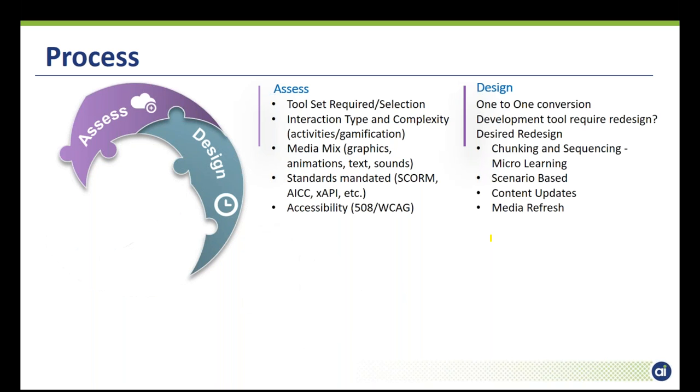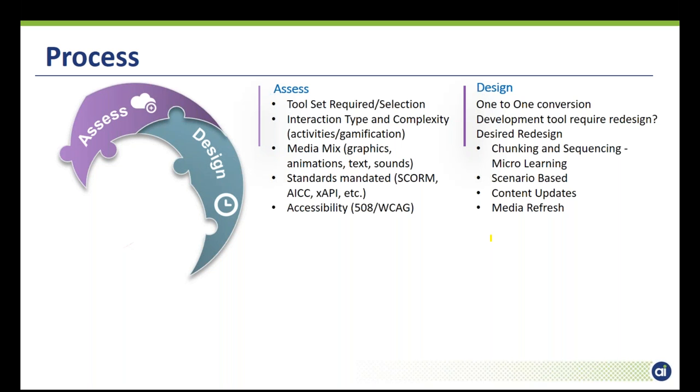Okay. So after you assess it and look at it, then you're looking at what we need to do as far as design. Oftentimes companies are going to say, I just want a one-to-one conversion. I don't want to do anything. The content's fine, the look and feel is fine, and I'm just going to do a one-to-one. So now we just have to recode it in the tool set. If you're using a more off-the-shelf tool set, depending on how that course was created, there may be design considerations that you need to look at and maybe modify. We're going to be talking about some of these things as we show some examples. Obviously, does the development tool require the redesign?